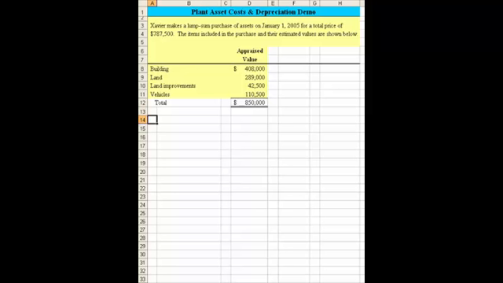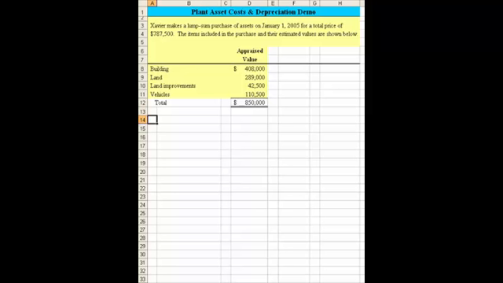Hi everyone. In this example, we're going to solve a problem dealing with a lump sum purchase of some equipment and depreciation related to those items. Now, the problem appears in yellow before you.